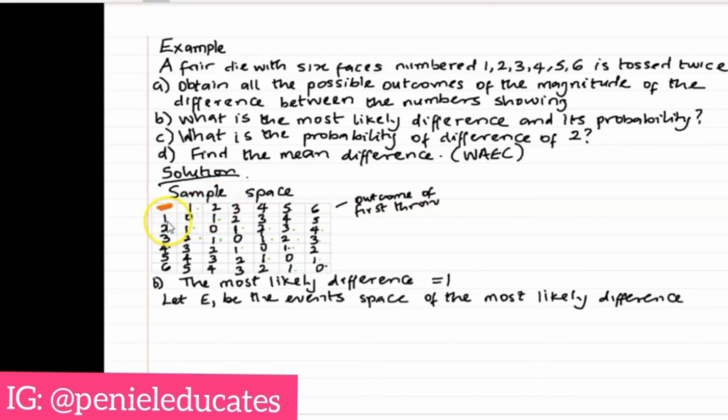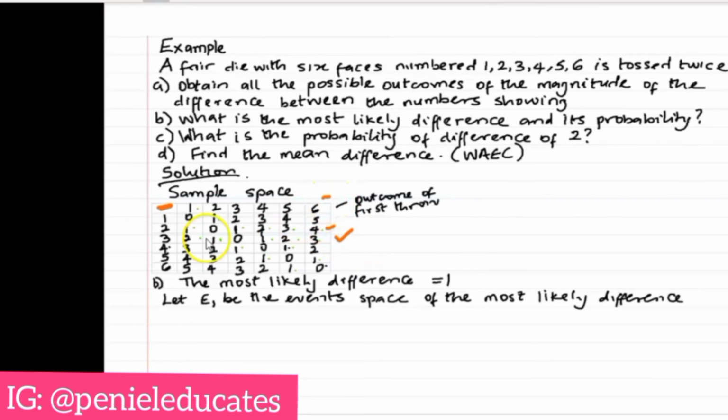So 1 minus 1 is 0. 2 minus 1 is 1. 3 minus 1 is 2. 4 minus 1 is 3. 5 minus 1 is 4. 6 minus 1 is 5. Then 2 minus 2, 0. 3 minus 2, 1. 4 minus 2, 2. 5 minus 2, 3. 6 minus 2, 4. So you do that for all of them, while you are subtracting the smaller number from the bigger number. So that's how you get all the possible outcomes of the throw.